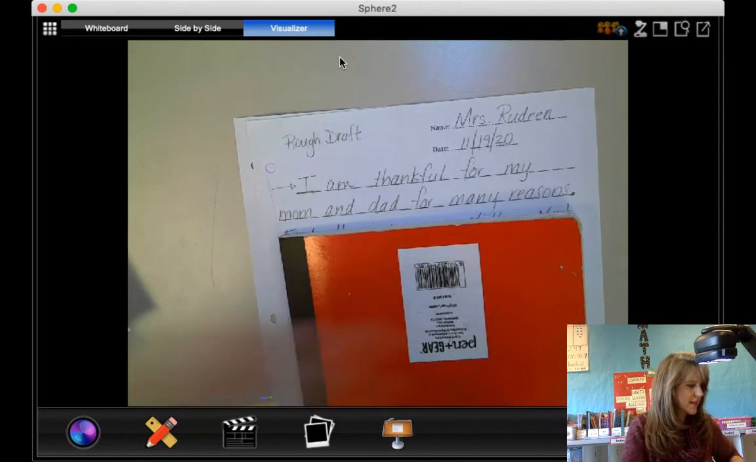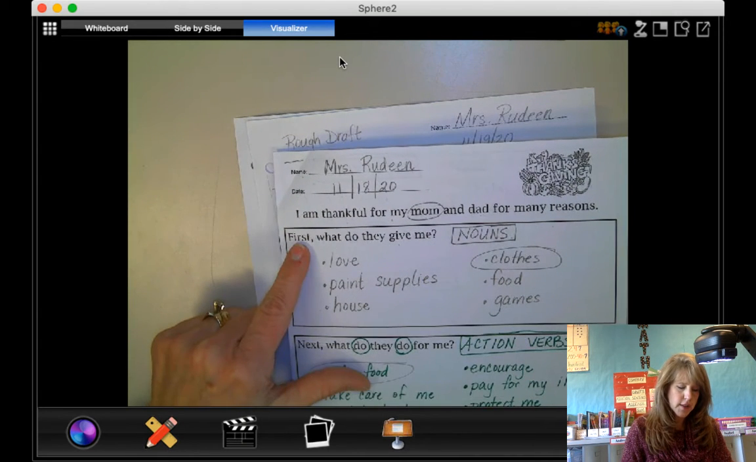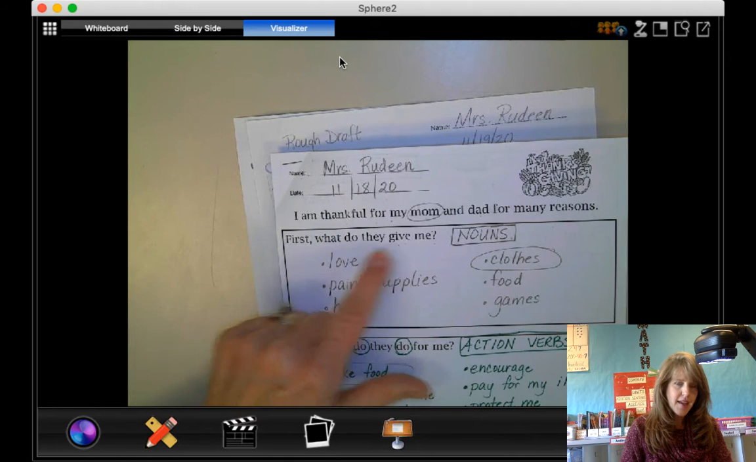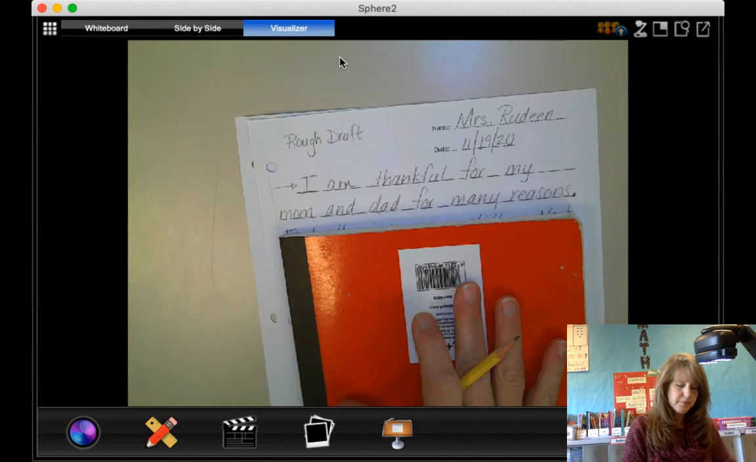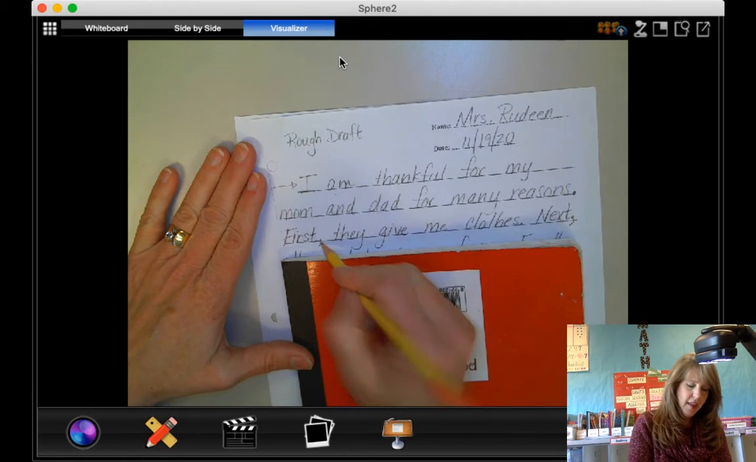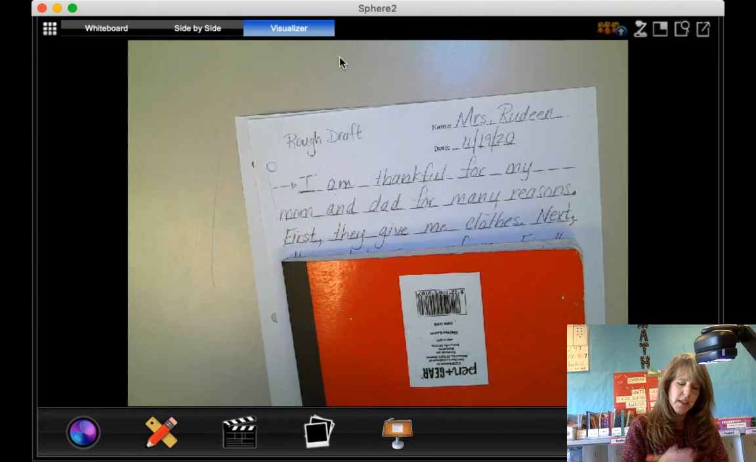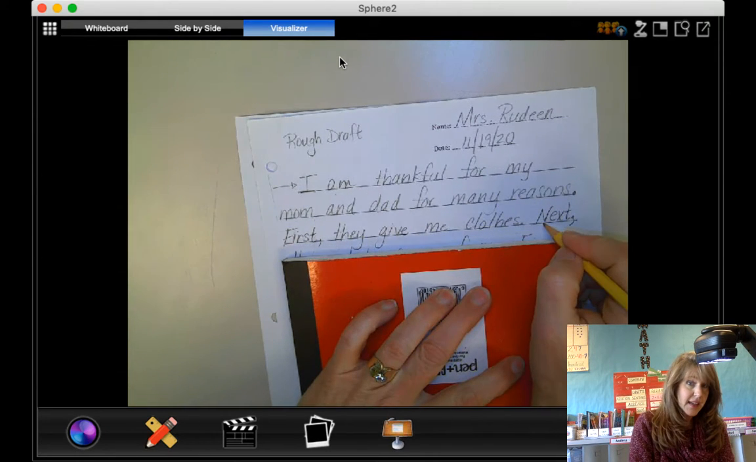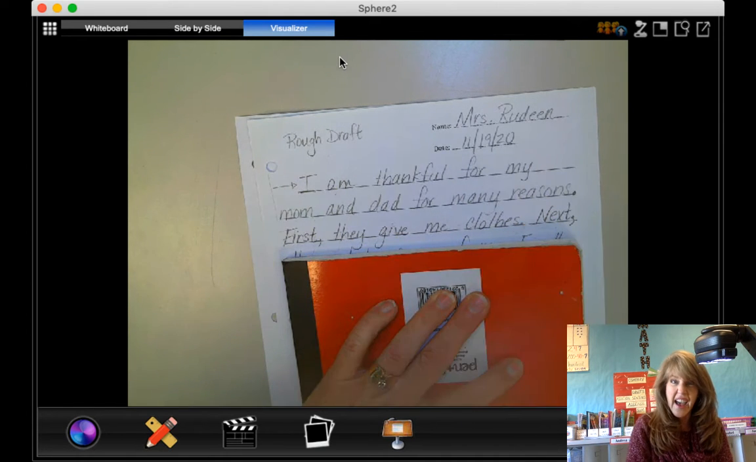What are those reasons? I look at my ideas and I say, first, they give me clothes. That's what they do. That's the first reason. So I say first, comma, they give me clothes. That's the end of my sentence. So I put a period. Do I put the next sentence on the left margin or after the period? I put it after the period.